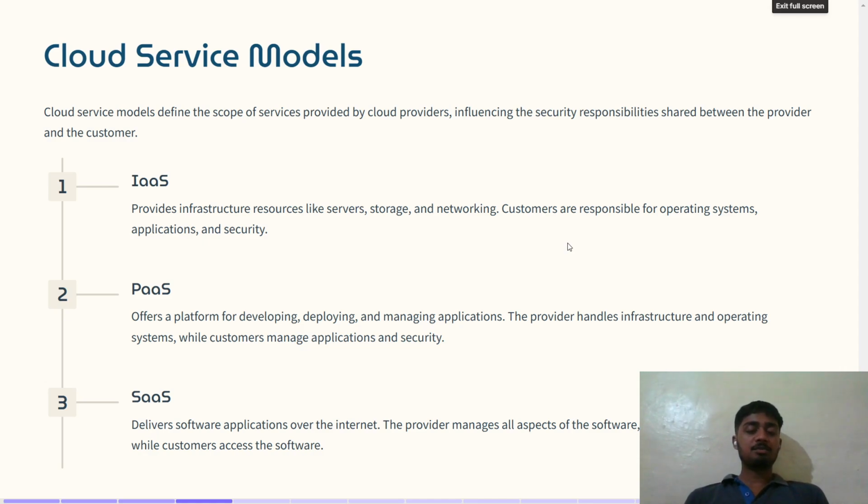The second one is PaaS, that is platform as a service. It offers a platform for developing, deploying, and managing applications. The provider handles the infrastructure and operating systems, while customers manage the application and security. The third one is software as a service. It delivers software applications over the internet. The provider manages all aspects of the software, infrastructure, and security, while customers access the software.